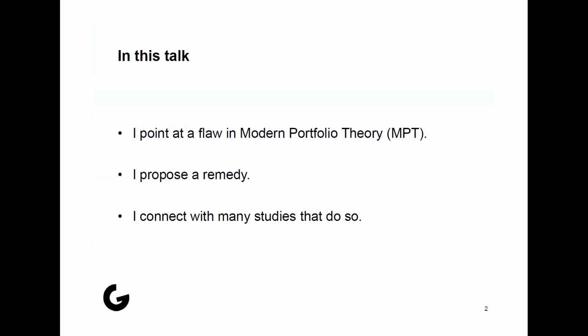This is the content. What I want to do today is to point at a flaw in modern portfolio theory, or I can also call it a space for improvement, put it that way. Mean variance optimization is a good starting point, but can be improved on, and this is what I would like to argue today. When I say flaws, space for improvement, I actually make a concrete proposal of how to improve. I'll make that clear. And then I connect to many studies that do the same, and I make the connection between these studies, which may be interesting to share.